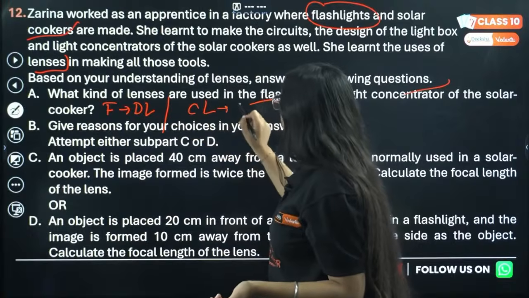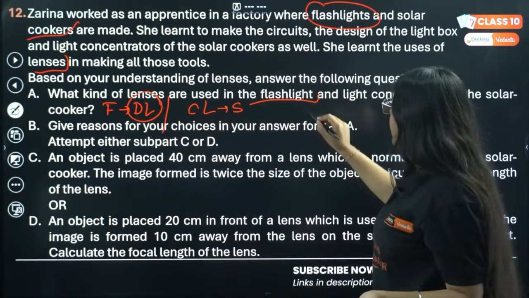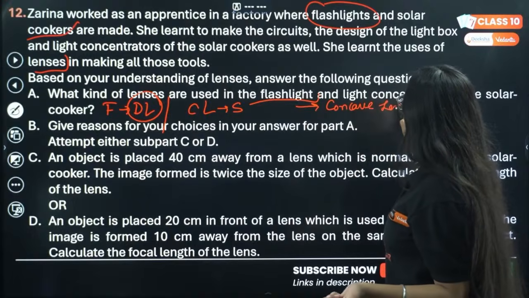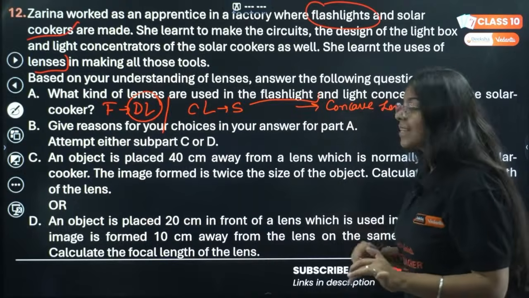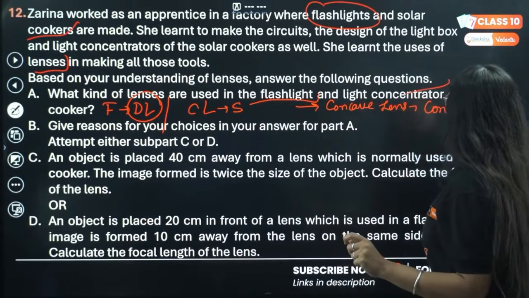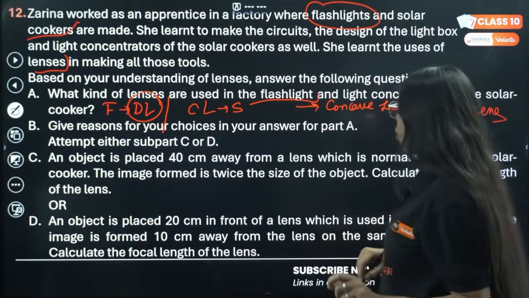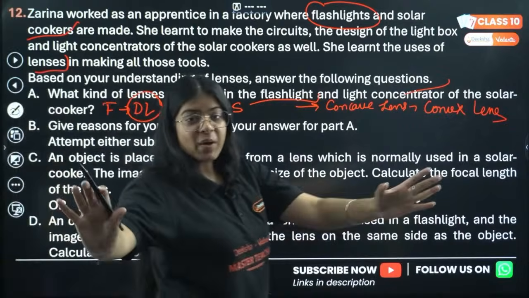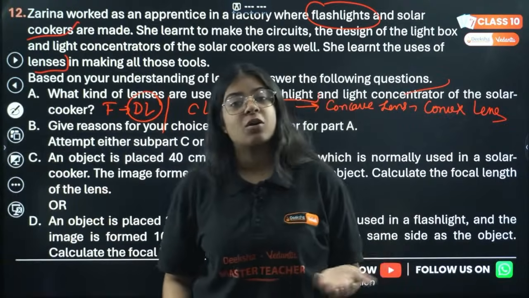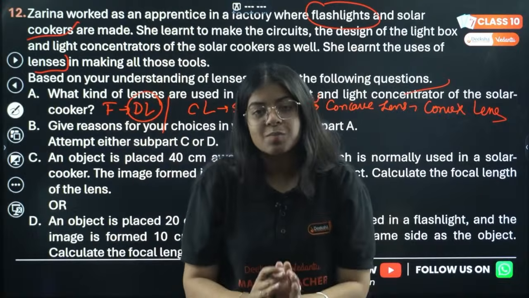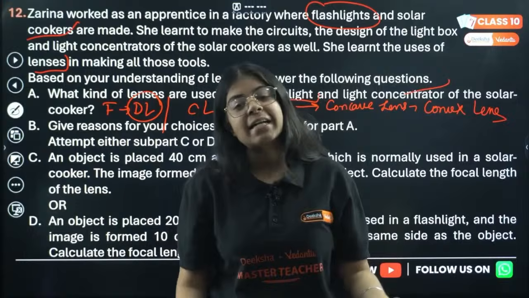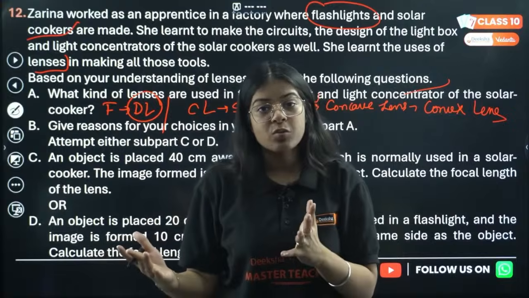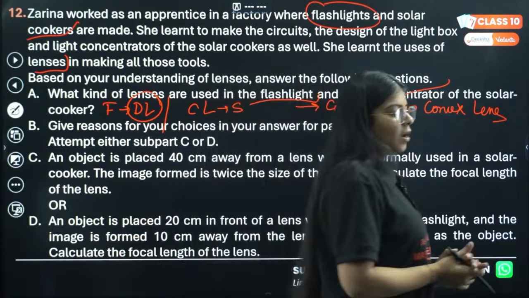So diverging lens is what? Diverging lens is my concave lens, and converging lens is my convex lens. So in the flashlight I will be using a concave lens so that it diverges my light. In the solar cooker I will be using a converging lens so it converges my light, which is my convex lens. Correct? You see how you should think, how you should use the right approach to solve these questions. Okay, next part.